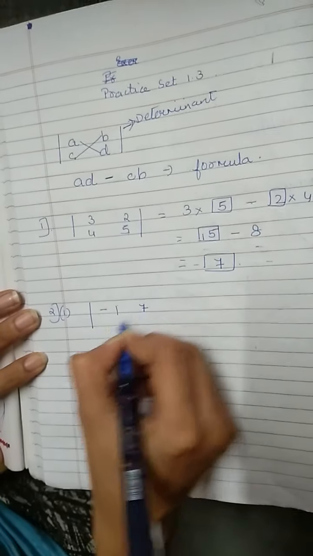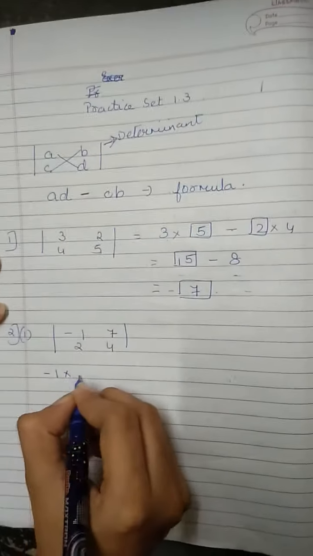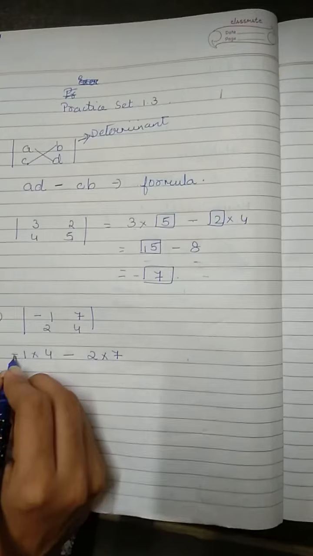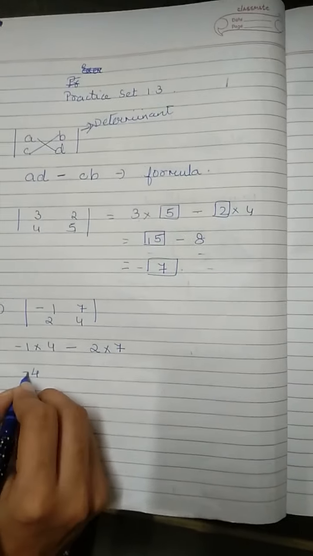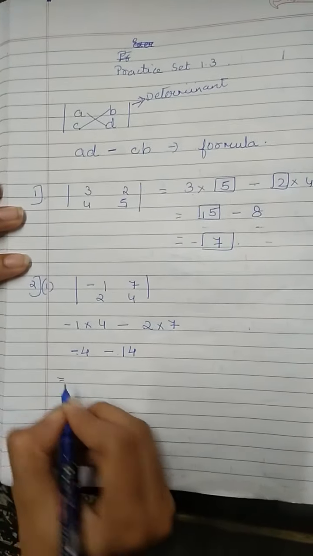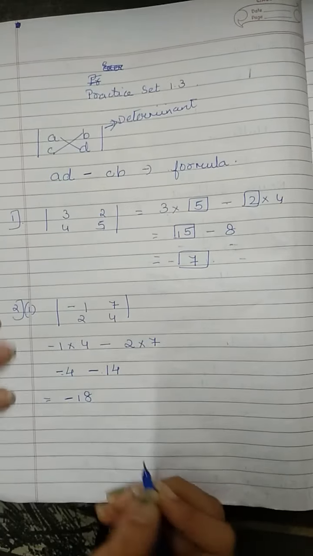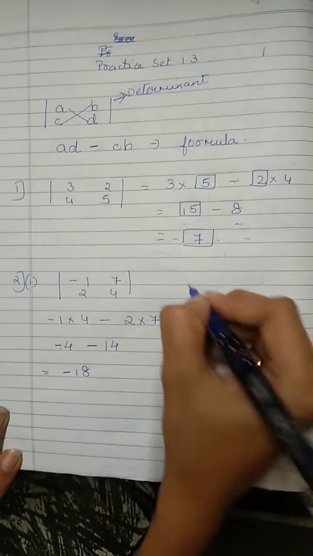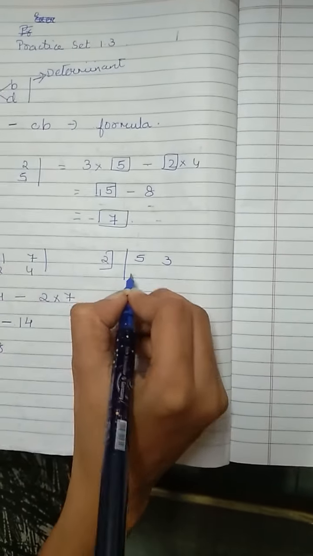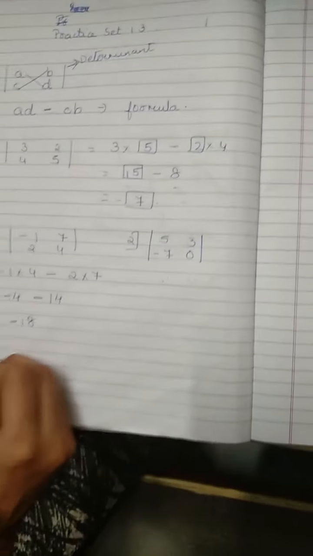1, 7, 2, 4: 1 into 4 minus 2 into 7. 1 into 4 is 4, sign minus, 7 twos are 14, minus minus is equal to plus. 14 plus 4 is 18, greater number sign is minus, so the final answer is minus 18. Similarly, you all can solve the second example: 5, 3, minus 7, 0. This is for homework.